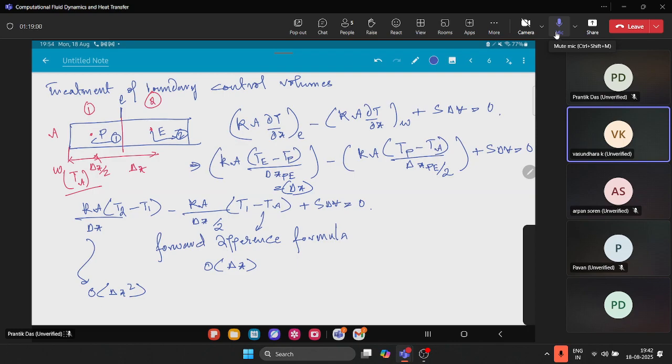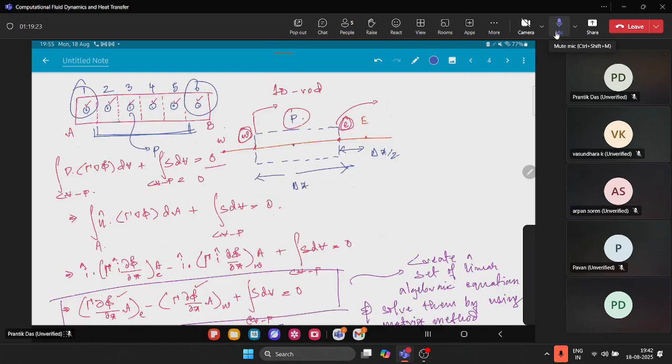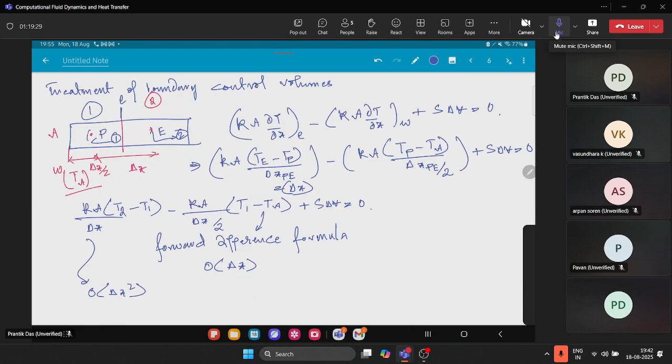Sir, once repeat, I understood the first two steps, but the k A (T2 minus T1) by delta x, that I didn't understand. I'm writing T2 minus T1 because I can number it. Initially, I divided the domain into six control volumes: one, two, three, four, five, six. Since I am at the leftmost part, P corresponds to number one and E corresponds to number two. So instead of E I am putting number two and instead of P I am putting number one.